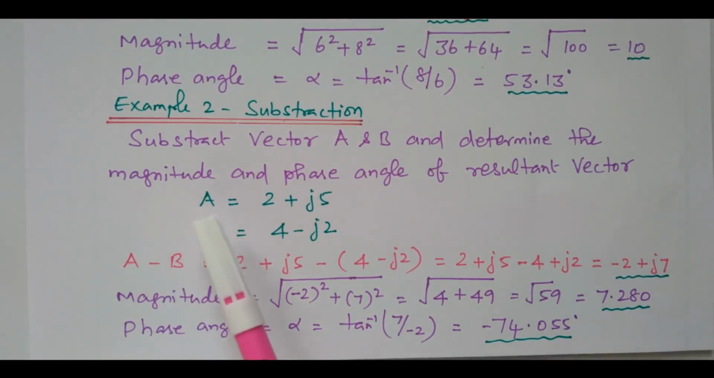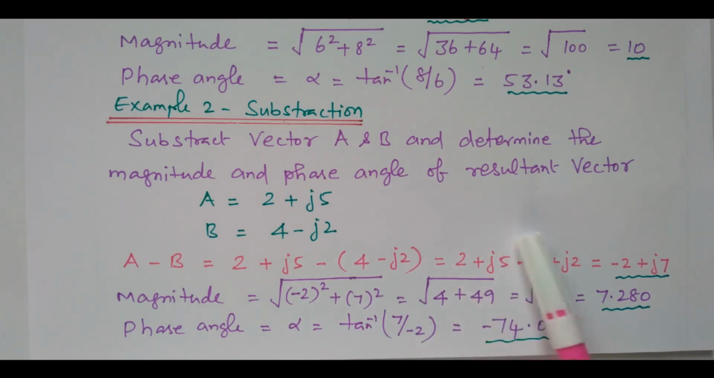So here another two vectors are available, A equal to 2 plus j5, B equal to 4 minus j2. The first question is A minus B. We need to subtract these two vectors. A is nothing but 2 plus j5 minus, we put the minus commonly, 4 minus j2. Now multiply this negative inside, so that it becomes minus 4 plus j2.